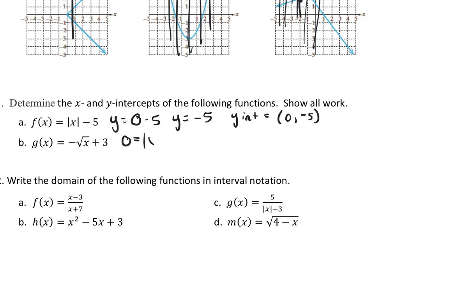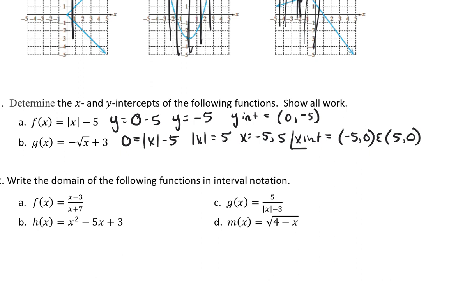0 is equal to the absolute value of x minus 5, and we can solve that for x. And we know that the absolute value of 5, both 2 points that work for that is negative 5 and 5. So our x-intercepts are going to be negative 5, 0, and 5, 0. So these are the answers for part A.